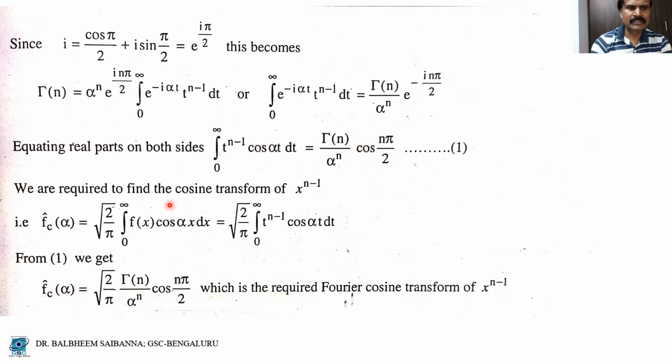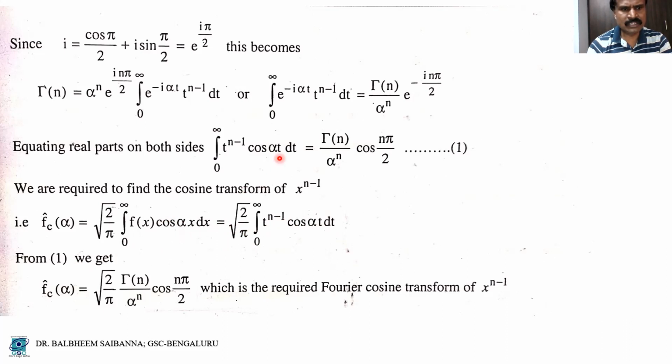Call this equation 1. We are required to find the cosine transform of x to the power of n minus 1, that is Fc hat of alpha. This is the definition of the Fourier cosine transform, where f of x is there, we substitute x to the power of n minus 1. But here we are writing in terms of t. In a definite integral, we can change the variable x to t or t to x. Here x is there, we are changing to t: t to the power of n minus 1 cos alpha t dt.